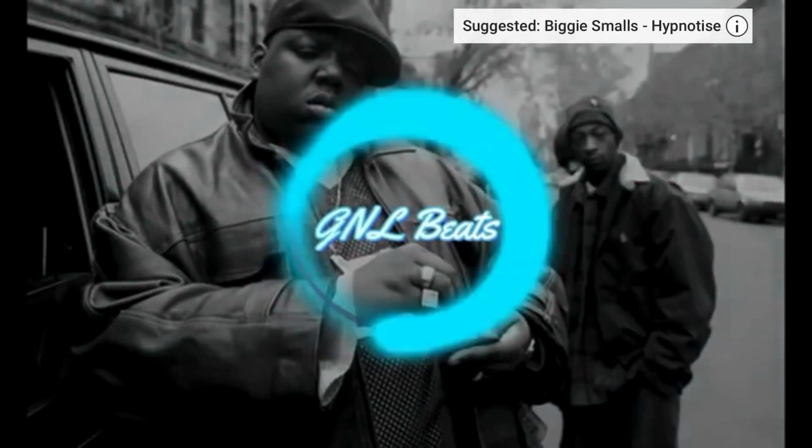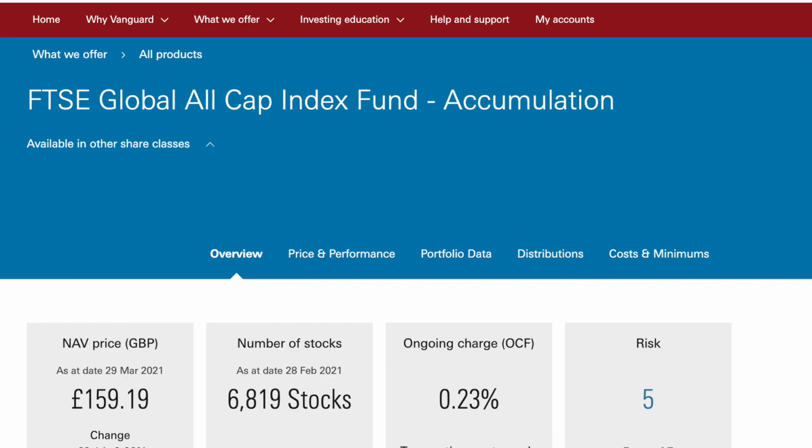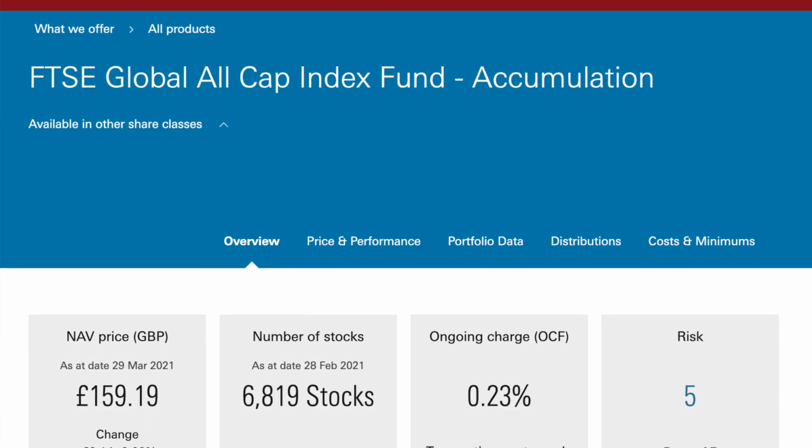So comparing the FTSE All World ETFs, the VWRL and VWRP, to the FTSE Global All Cap, there is a difference in the sense that the FTSE All World ETFs only have about 3,500 stocks, whereas as I mentioned, the FTSE Global All Cap has nearly 7,000. The reason why is because the FTSE Global All Cap invests into large, medium and small size companies, whereas the FTSE All World ETFs I mentioned only invest into large and mid-sized companies, which is why the FTSE All Cap has so many more stocks.